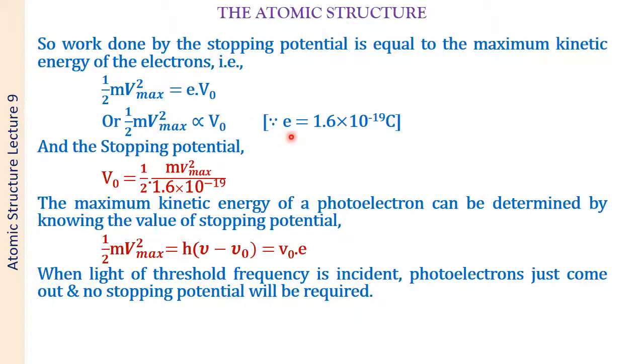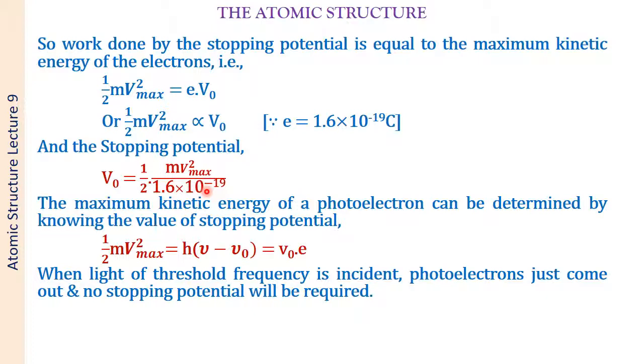And e, the charge on the electron, is 1.6 into 10 power minus 19 coulomb. So what would be the value of the stopping potential? V naught is equal to the kinetic energy, half m v square, divided by the charge on the electron, which is 1.6 into 10 power minus 19 coulomb.